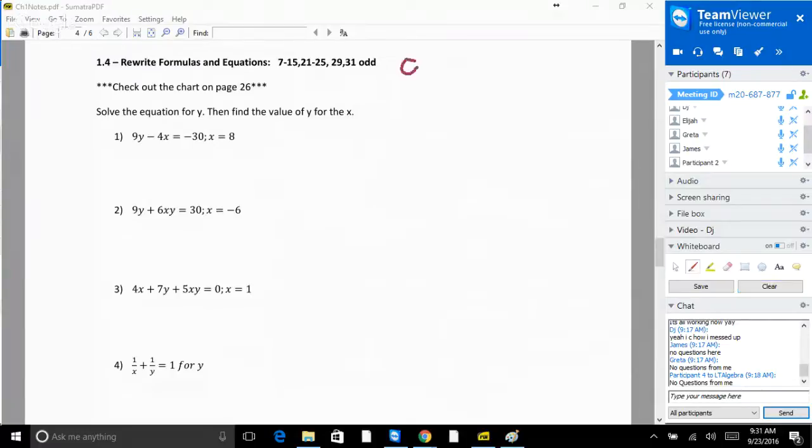Okay, number 2 says we have 9y plus 6xy equals 30. It's kind of familiar from our one above, but the first thing I notice is that I'm trying to solve for y, and I have y in both my terms. So that kind of adds a new dimension to this, right? How am I going to get y by itself when it's in two different terms, but they're not like terms, right? I can't add 9y and 6xy together because they're not like terms, and we talked about that on Monday. So how in the world am I going to get y by itself?